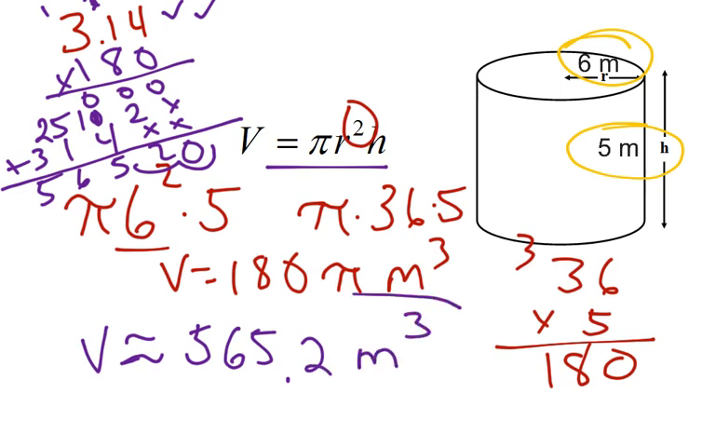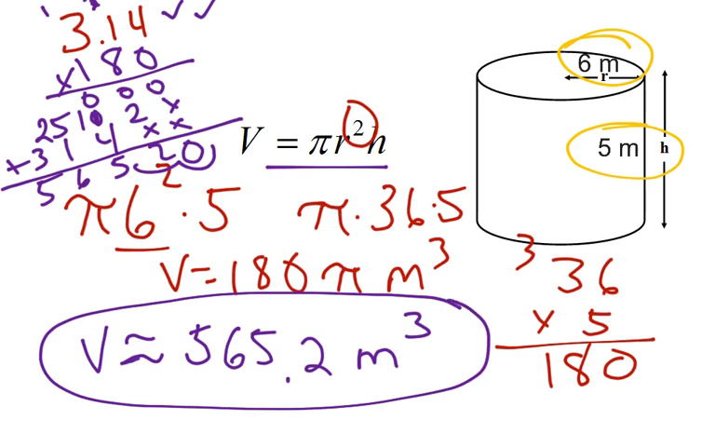meters cubed. So as you can see, finding the volume of a cylinder is very similar to finding the area of a circle. The only difference is we have one extra step, and that's to multiply times the height.